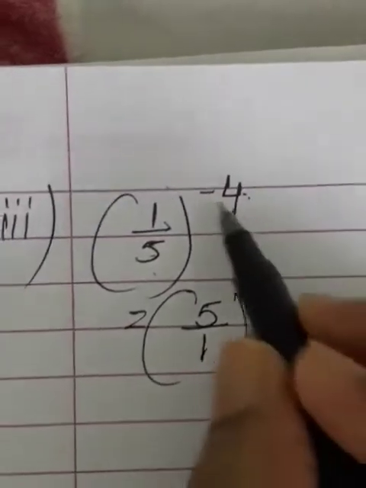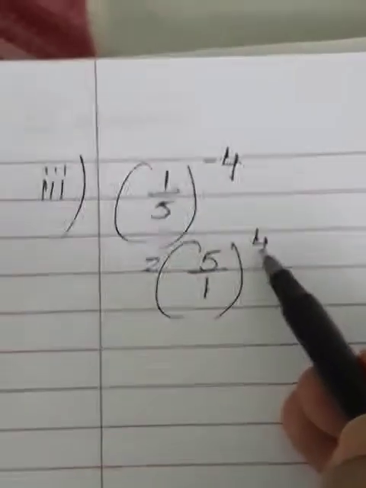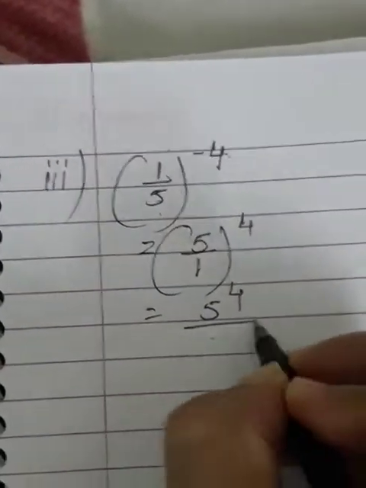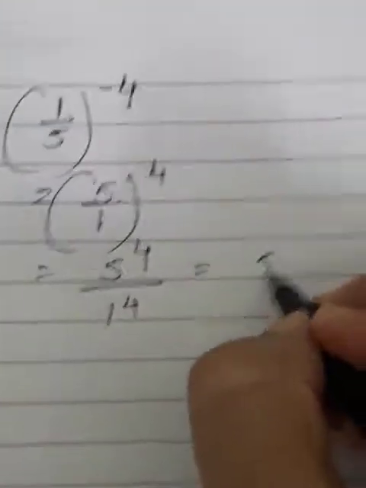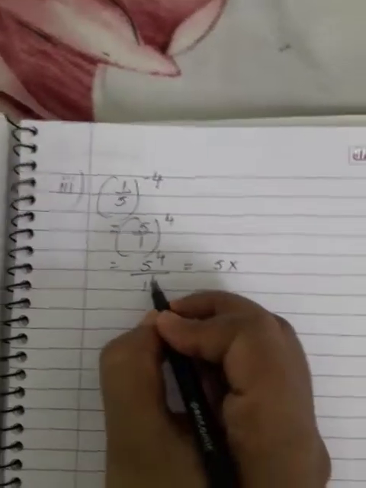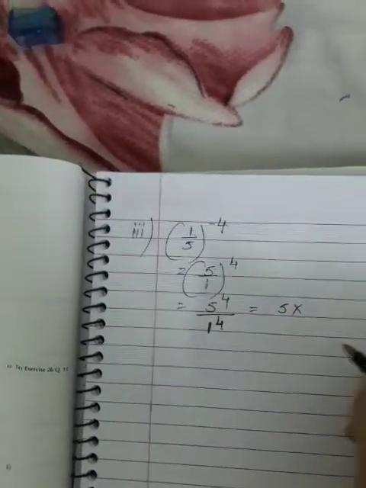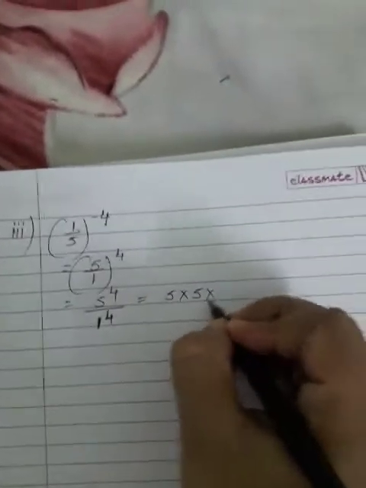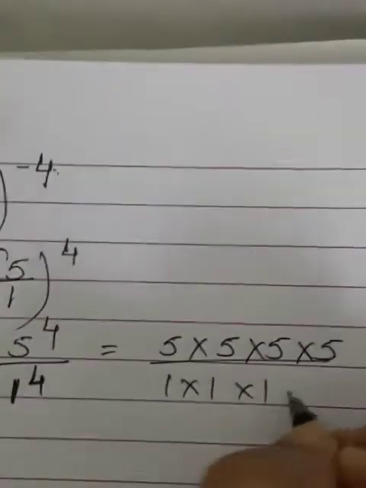5 over 1. Now this minus 4 becomes 4. Negative power becomes positive. Now we can write this as 5 to the power 4 over 1 to the power 4. 5 to the power 4 means you will write 5 four times. This is not 14, okay? This 4 is in the power. 1 is in the base, 4 is in the power. 5 four times, 1 you will write also four times.